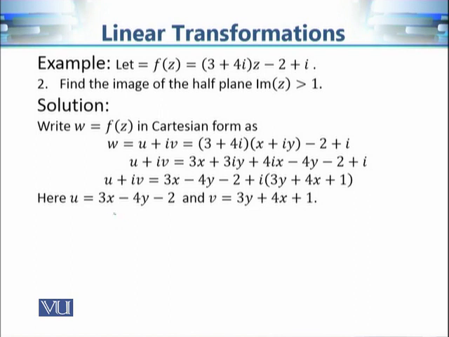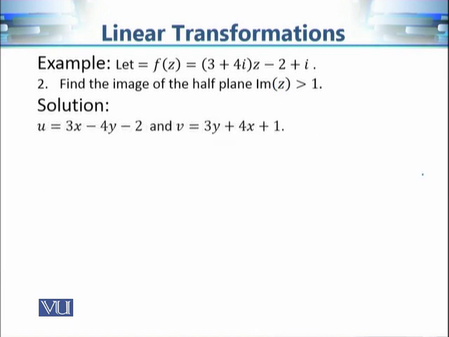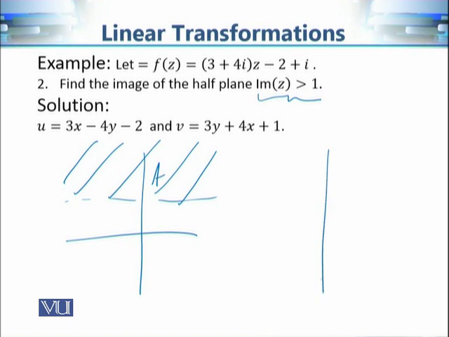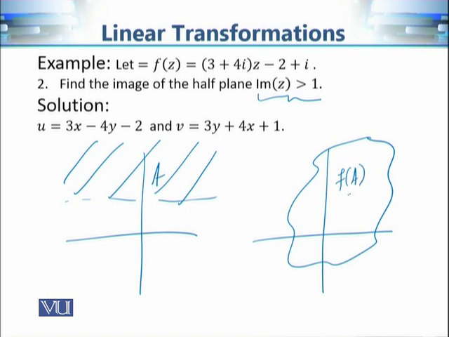We can further simplify it and we get the following answer. Here the real part u is equal to 3x minus 4y minus 2, and the imaginary part is 3y plus 4x plus 1. Now once again, if we want to calculate the image under this linear transformation of this set, let's say this set is A, which is the half plane. We have only one piece of information, and we don't know the answer yet. We want to know what this f of A is.